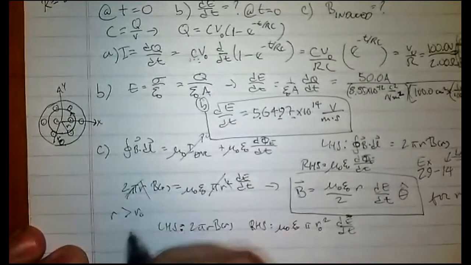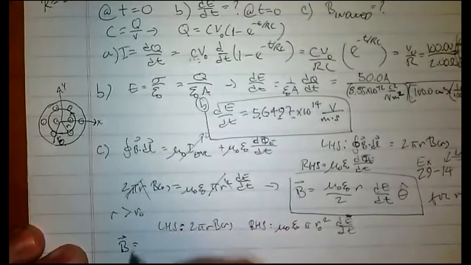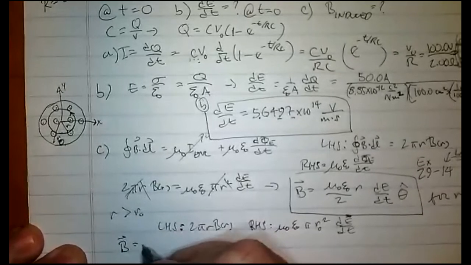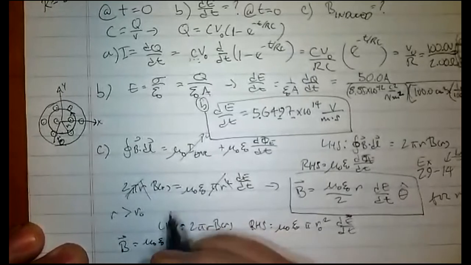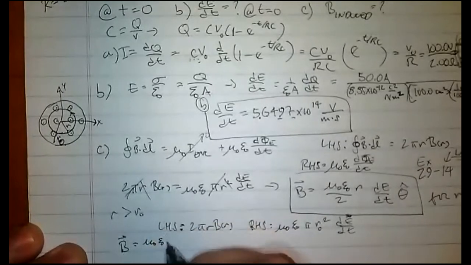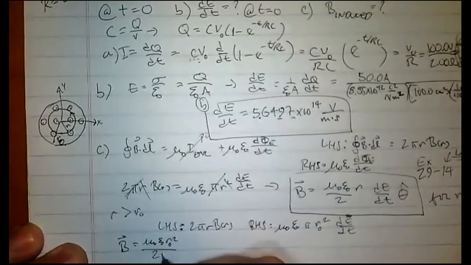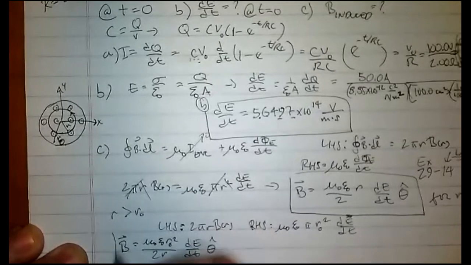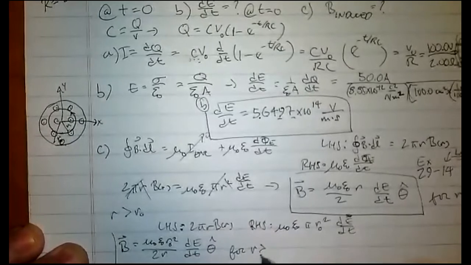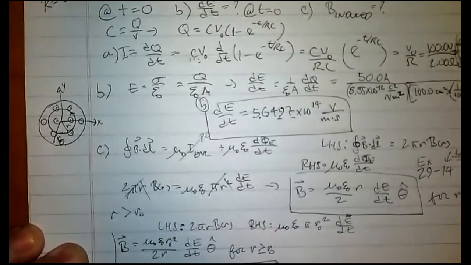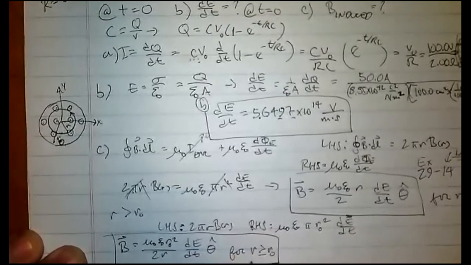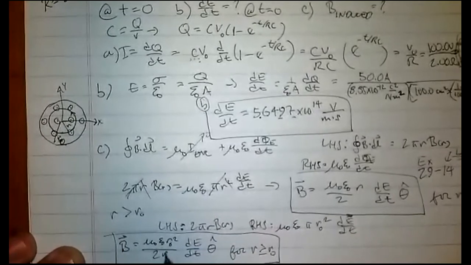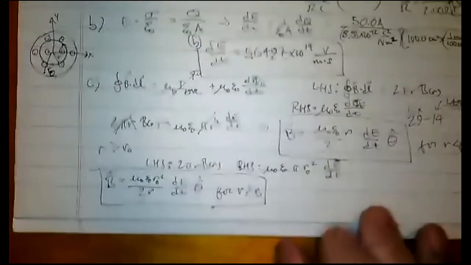So for that one, I get B is equal to mu 0 epsilon 0 r0 squared over 2r times dE/dt in the theta hat direction again. And this is for r greater than or equal to r0. As you see, if you look at the intervening case, when r is equal to r0, they cancel out and give you the same thing that we had here.